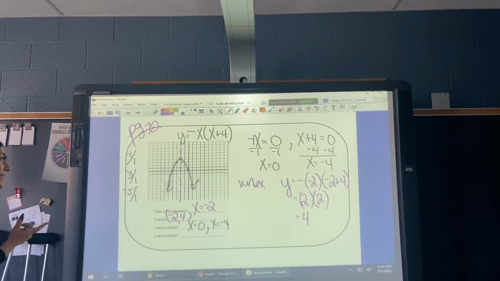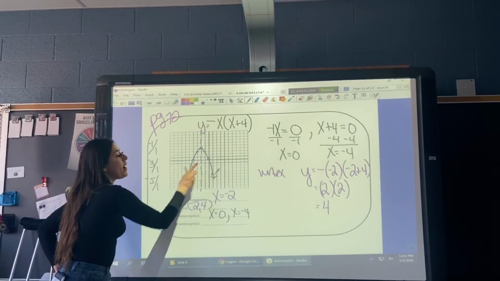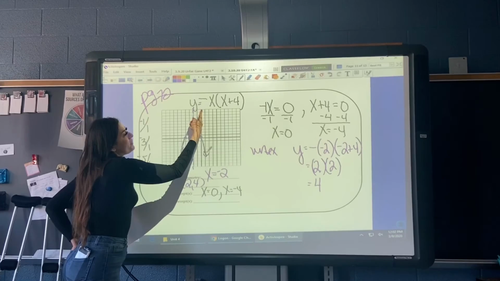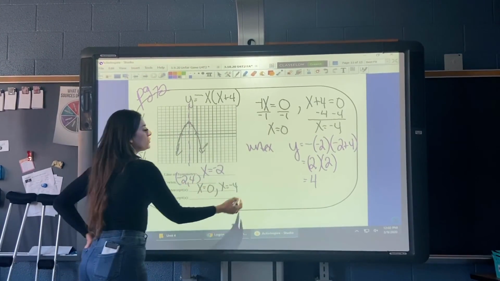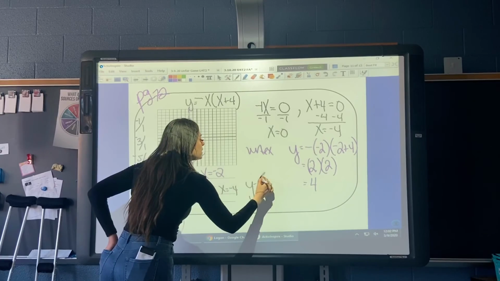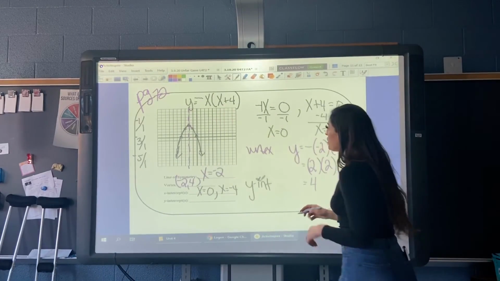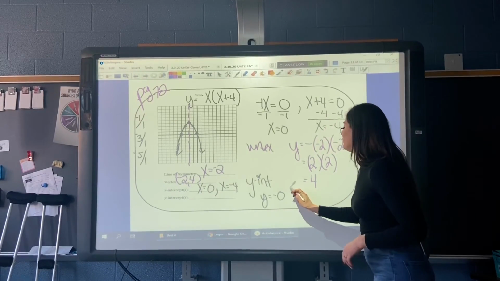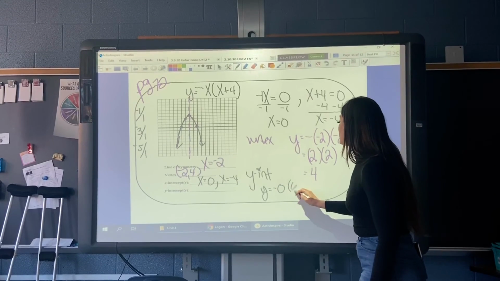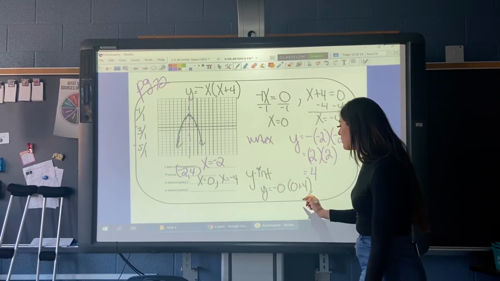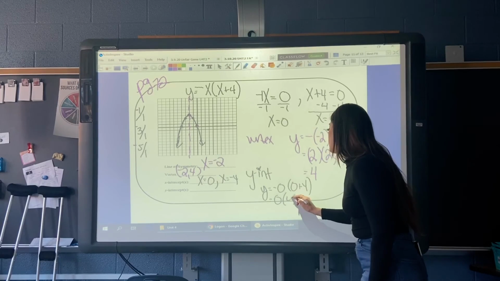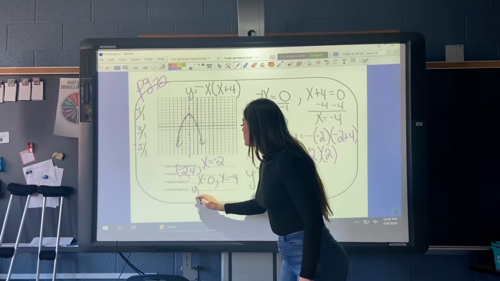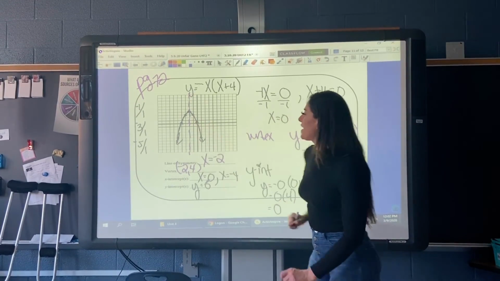Okay, so the last thing I need to find, well, I've actually already found my Y-intercept, but let's just try it one more time. When you're finding your Y-intercept, you're finding when does X equal 0. So for my Y-intercept, I'm going to substitute 0 into the original equation. So Y equals negative 0 times (0 plus 4). I don't technically need that, but I'm just going to plug it in exactly how I see it. Negative 0 is 0. 0 times 4, it doesn't matter. 0 times anything is going to give me 0. So my Y-intercept is Y equals 0, which we already had there.